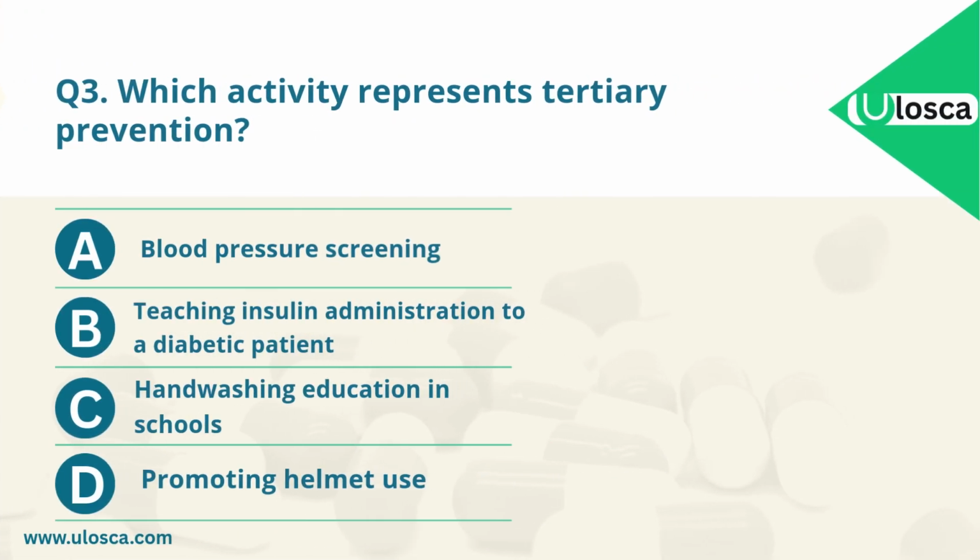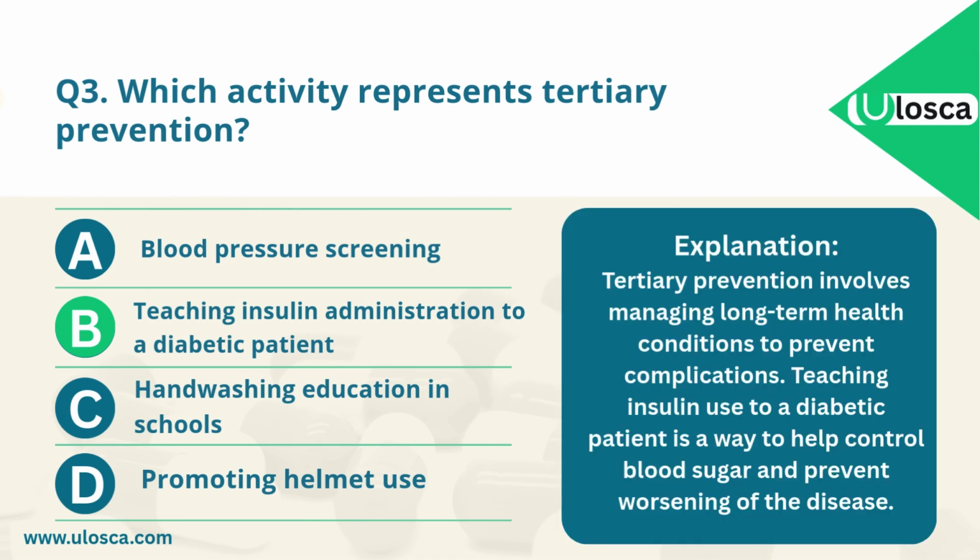The correct answer is B. Teaching insulin administration to a diabetic patient. Explanation. Tertiary prevention involves managing long-term health conditions to prevent complications. Teaching insulin use to a diabetic patient is a way to help control blood sugar and prevent worsening of the disease.